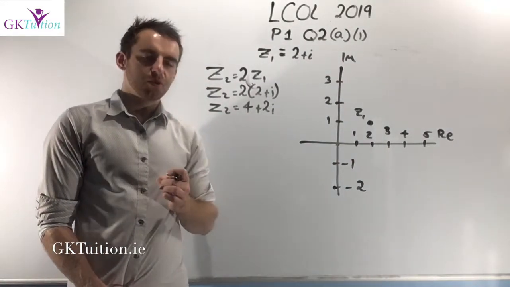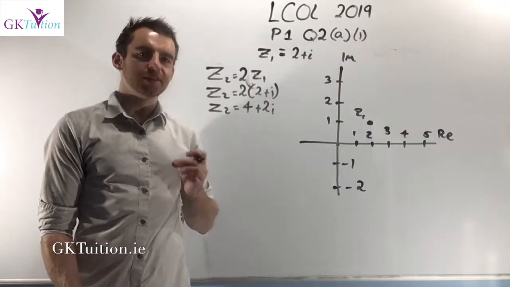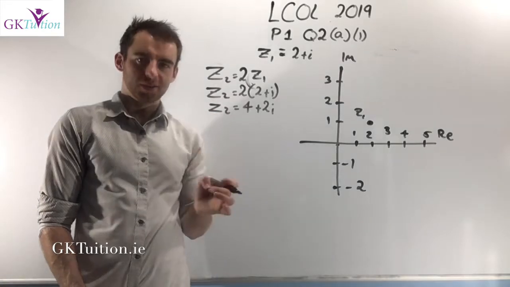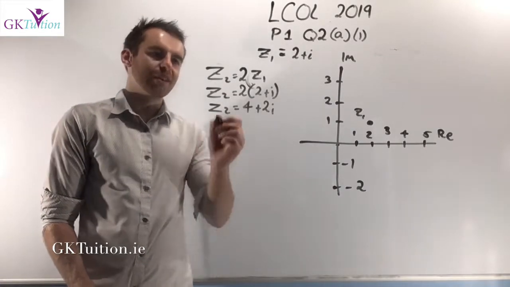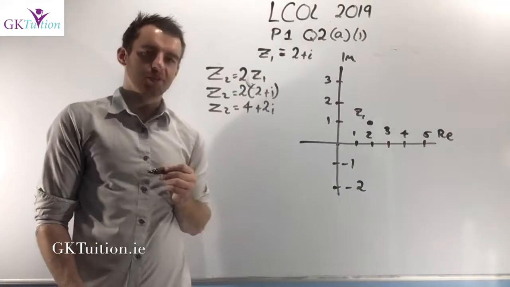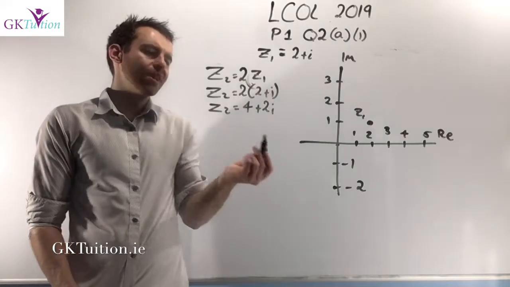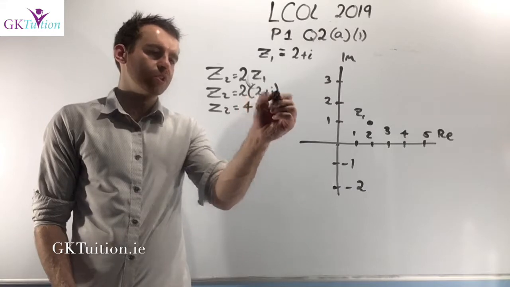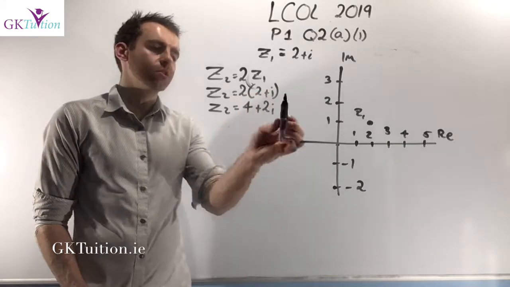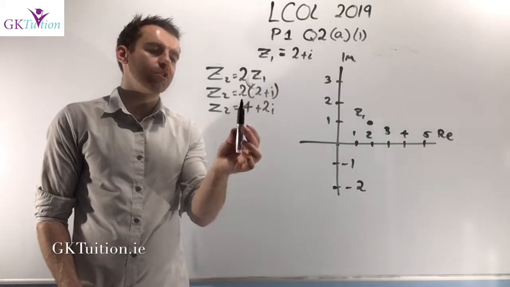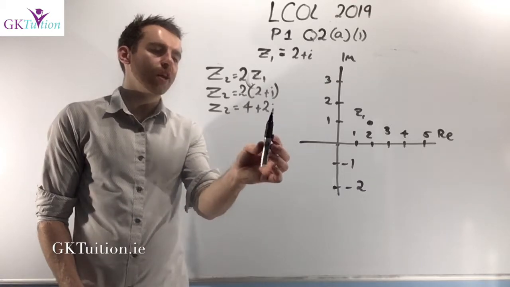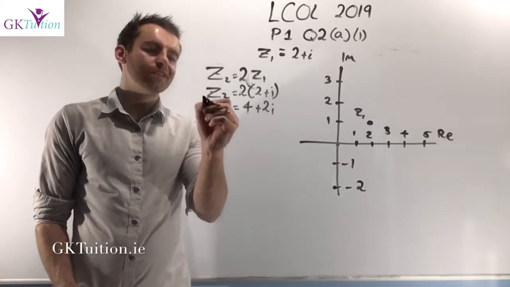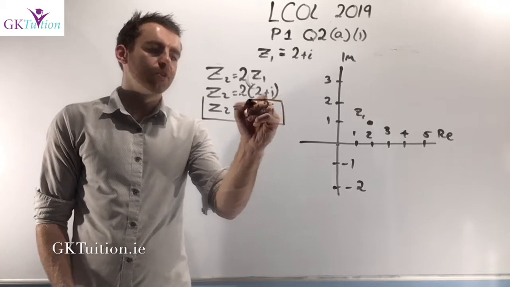Now the first part of the question asks you to find Z2 and plot Z2. They've told you Z2 is 2 times Z1. So that's relatively straightforward. That means it's 2 times Z1, which is 2 plus i. So all I need to do is multiply this out. 2 times 2 is 4. 2 times i is 2i. So you know that Z2 is equal to 4 plus 2i.